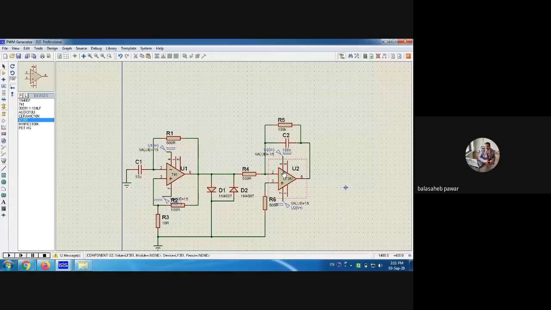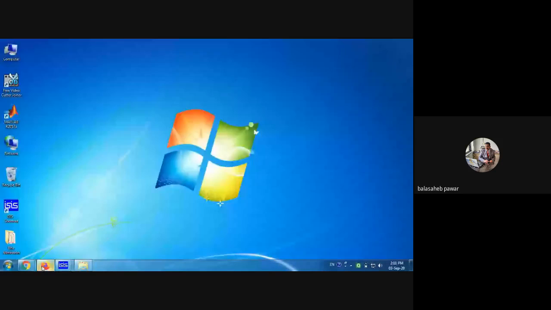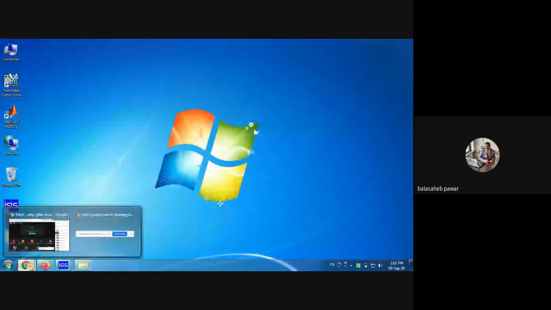Have you implemented that comparator separately? Sir, with your permission, can I present the screen? Yes, no issue, you can. Just a minute, I will stop my screen sharing. Okay, you can now.